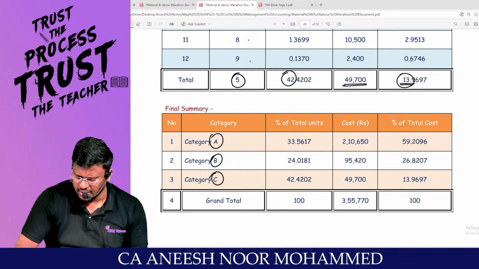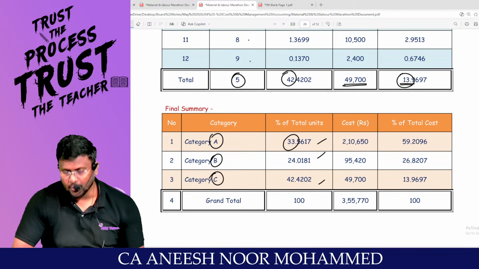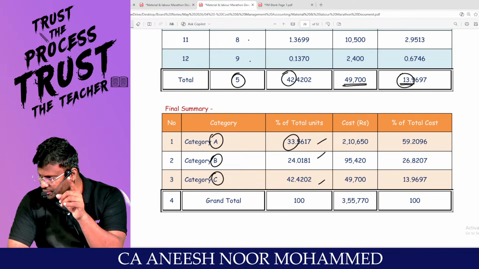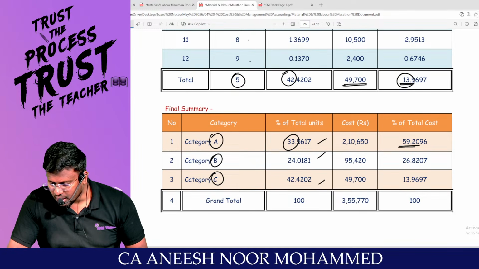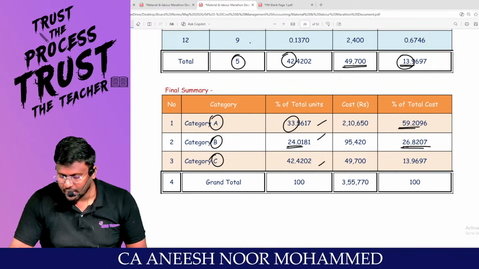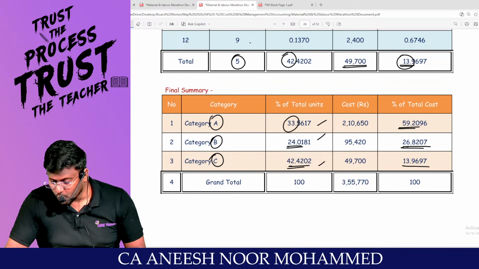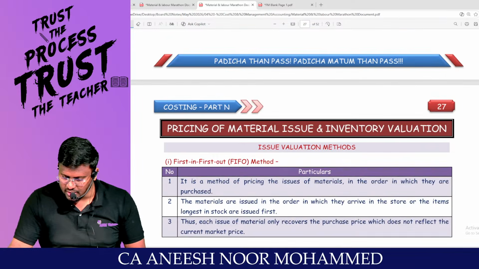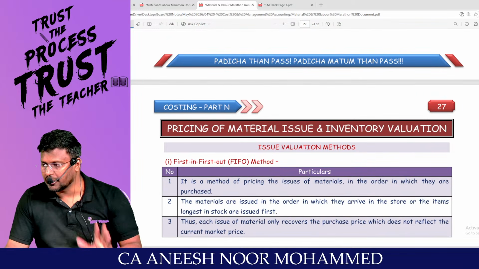Category A, category B, category C. This much percent. If you are ready to take care of 33% of the total material, you can cover 60% of value. If you are taking care of 24%, you can cover 26%. If you are taking care of 42%, you can cover only 13%. This is ABC analysis, my dear lovable students.